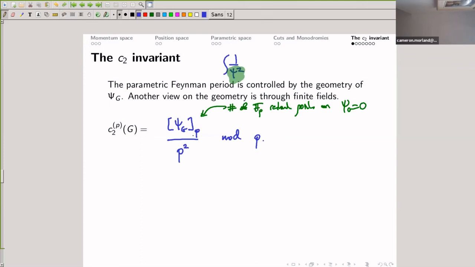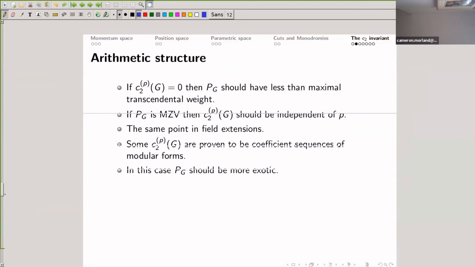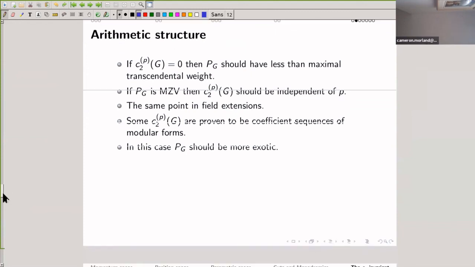But this still is a useful measure of how false it is for any particular graph. And so you see that these are some examples of how it does actually tell you something. If the C2 is 0, then the period should have less than maximal transcendental weight. If the period is a multiple zeta, then this should be independent of P. And you can also get some slight extensions.